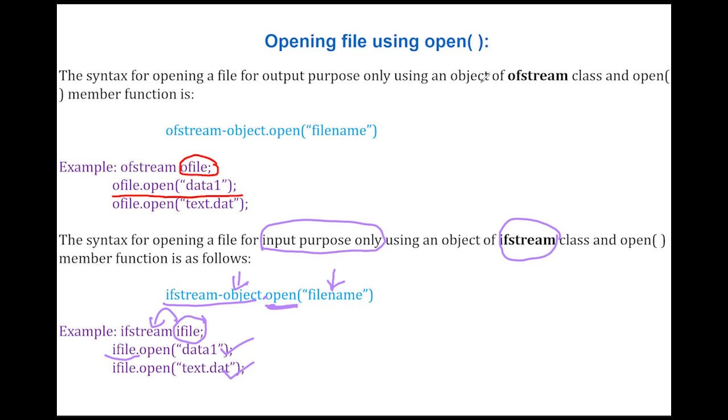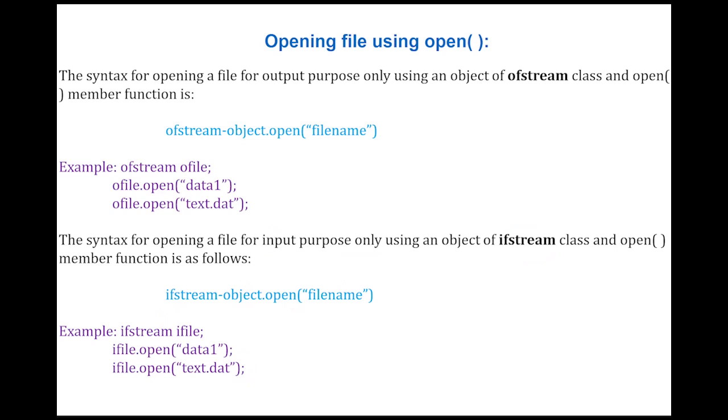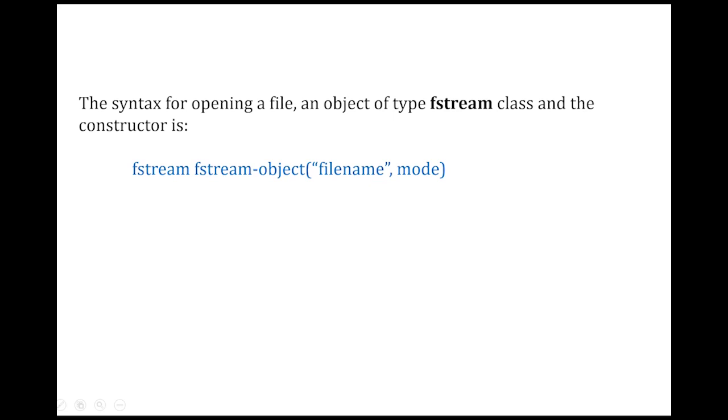Okay, I hope you got the difference between these two. Now here there is another case. What if I want to open the file for both? That is, if I want to open it for input as well as output purpose. So what is going to happen? Okay, if we have to open a file for both input and output operations, we use objects of fstream class.